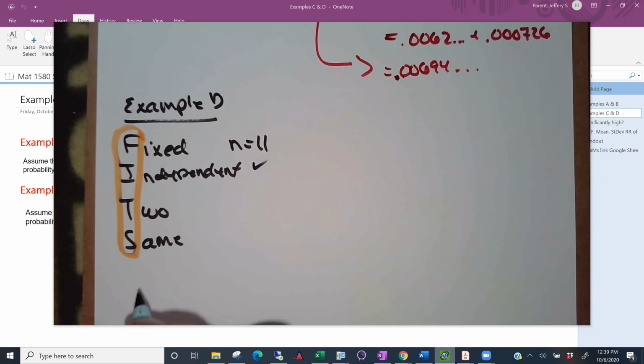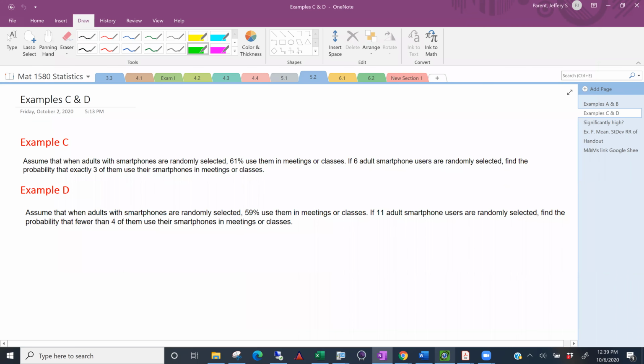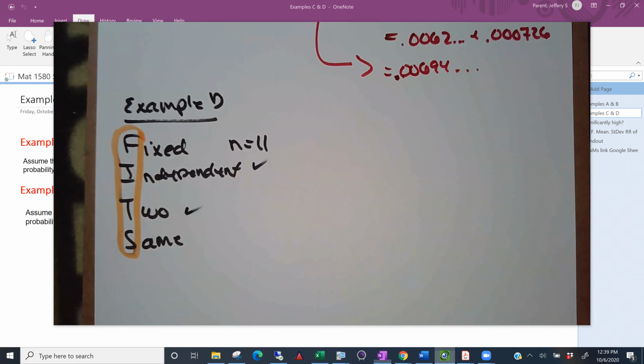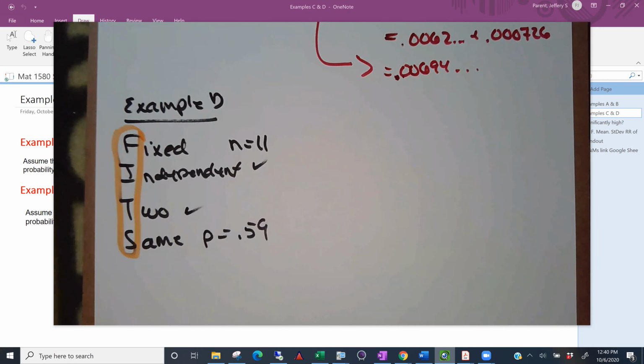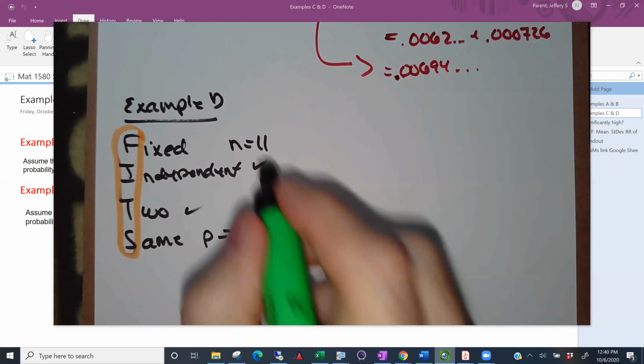So thanks. Are there two possible outcomes? Yeah, you either use it or you don't, right? So we're good there. And last but not least, the probability of success. The probability is going to be 59% for the whole trial. So these are the two numbers that you're going to need as part of your work.